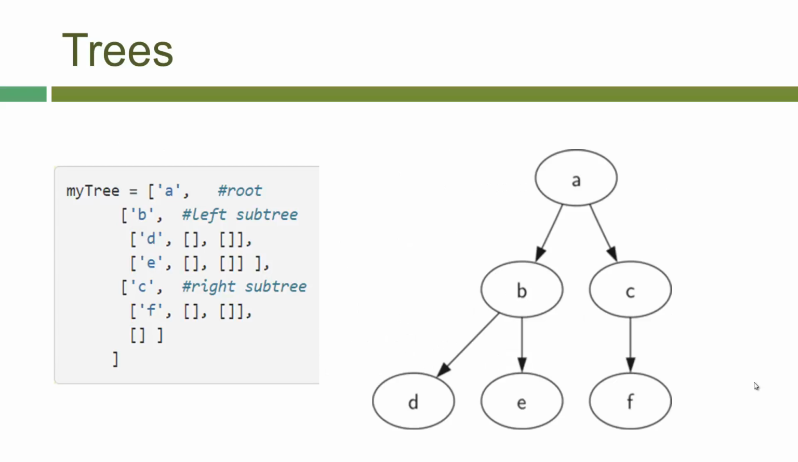For instance, if you have a tree like this, you can represent it as a list of lists. Here A is at index 0, that's your root. And then notice at index 1 of this main tree list, you have B. And then again, you have a list of lists representing trees. And notice how you have these empty sublists here, since D, E, and F don't actually have any children of their own.